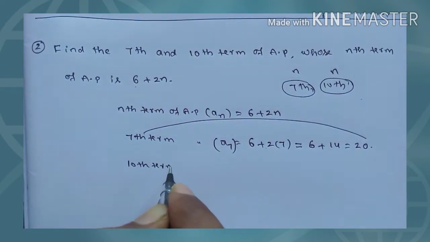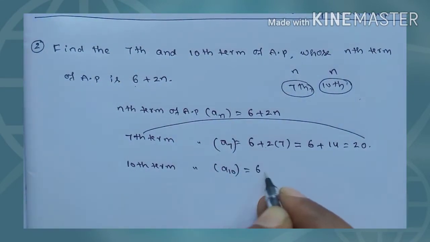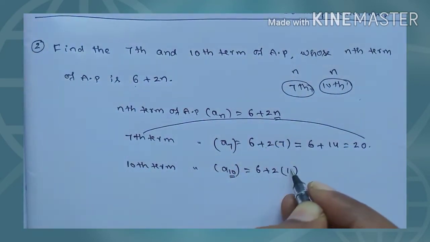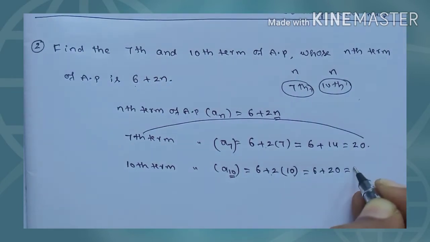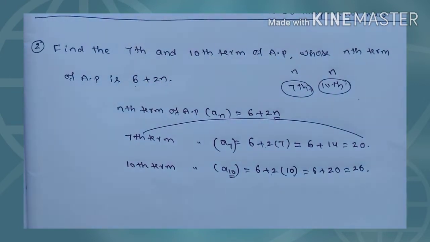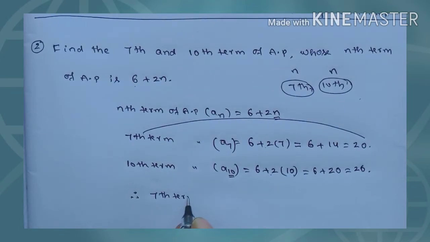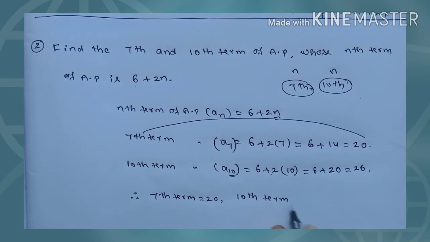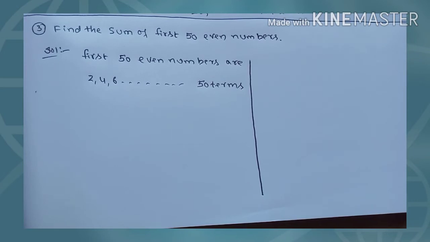Similarly, you have to calculate the 10th term of AP, a10. The formula is again the same, 6 plus 2 into the n value given in the problem, now 10. So 6 plus 2 tens are 20, 20 plus 6 is equal to 26. You can write the conclusion: the 7th term of AP is equal to 20 and the 10th term of AP is equal to 26. Now the next problem, one more question.